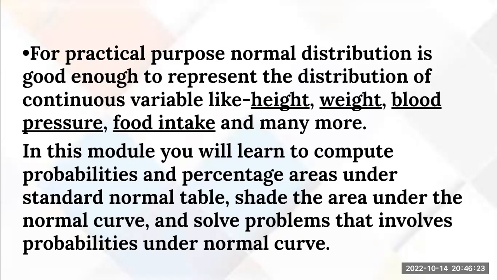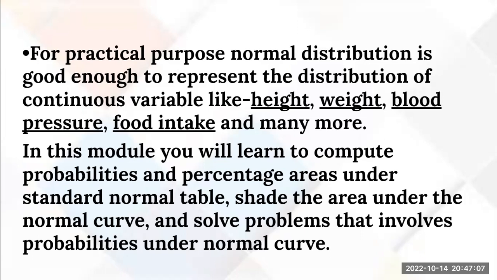It's exact. And when we say continuous variable, those are variables that can be expressed through decimals, like the height, weight, blood pressure, food intake, and many more. It can be expressed in decimal, hindi siya exact. Like the height, it can be 156.5 centimeters, 5.66 feet. Another is the temperature, 106.5 degrees Celsius, 38.7 degrees Celsius. Those are examples of continuous variable.